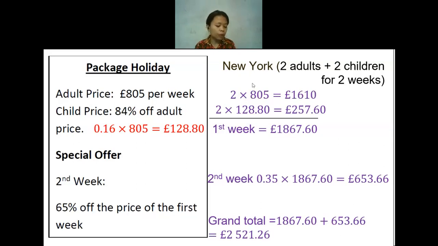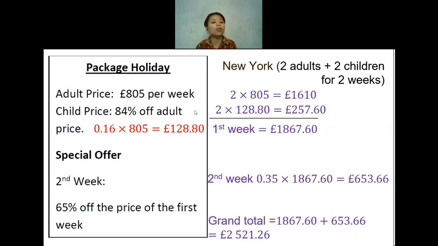For Australia, we will be spending 805 pounds for each adult. There will be 2 adults, so I need to multiply it by 2. So for 2 adults, I will be spending 1,610 pounds. For the children, I will be getting 84% off. So from 100, I minus it with 84. The answer is 16%. So using the multiplier method, I will be doing 0.16 times 805.